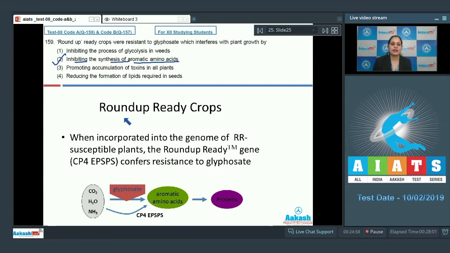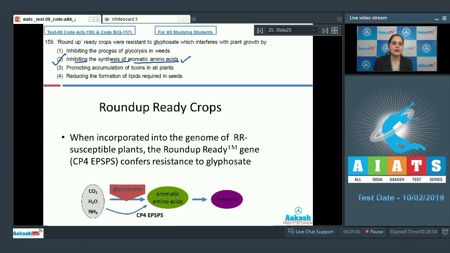As you can see here, in Roundup ready crops, this glyphosate interferes with the synthesis of aromatic amino acids and thereby inhibiting their protein synthesis. And for that, a gene CP4-EPSPS is incorporated into the genome of susceptible plants to confer resistance to glyphosate. So the correct answer is option number 2. Let's discuss other options also.